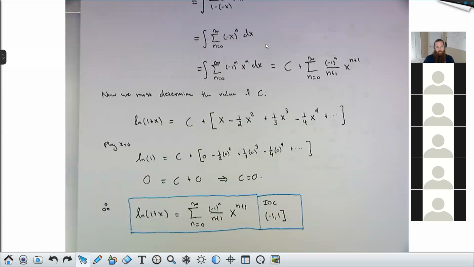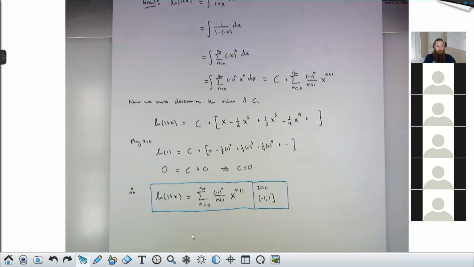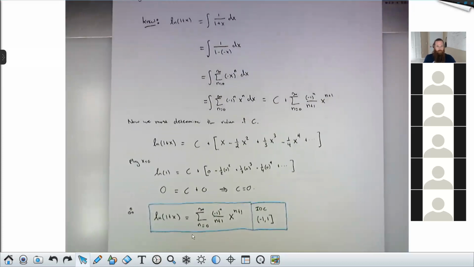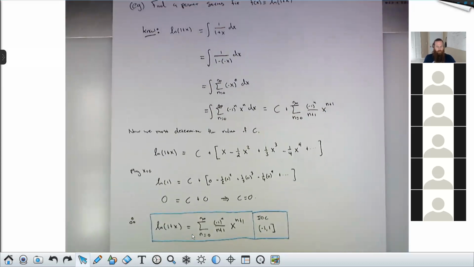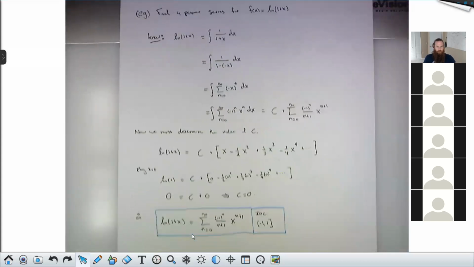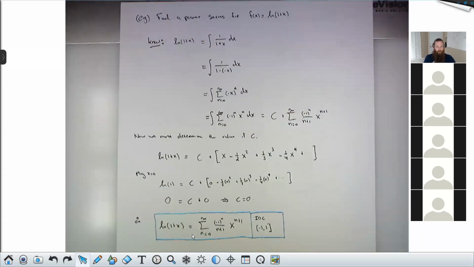Before I move on, and there are lots of fun things we can do with these, I'm going to do two examples here at the end. I want to talk to you a little bit about intervals of convergence and the process of integrating and differentiating. Before I do that, are there any questions on this example? Yeah, I got you. Here we go.